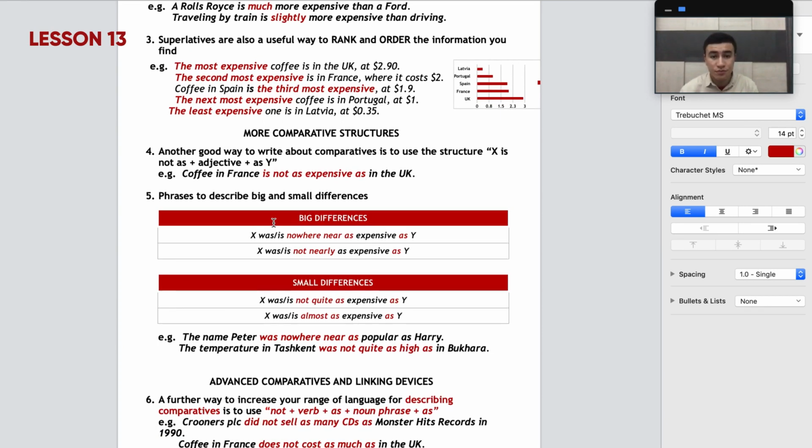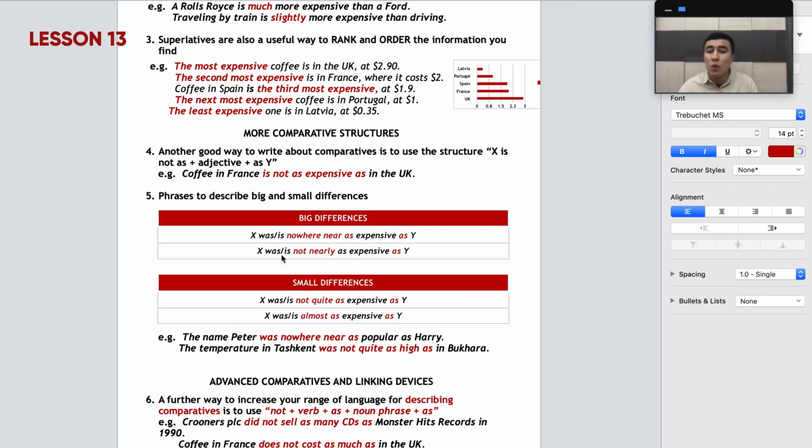Okay, now phrases to describe big and small differences. For big differences, we can use a similar formula, but of course you can use nowhere near as or not nearly. Okay, let's say the name Peter was nowhere near as popular as Harry. So what is the idea of this sentence? What is the meaning? So the name Harry is a lot more popular compared to the name Peter here.